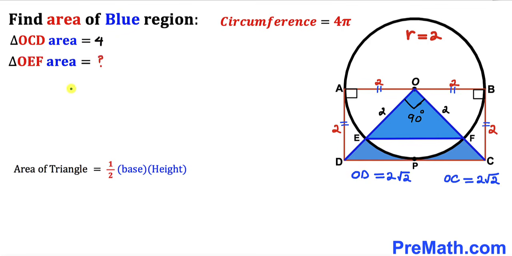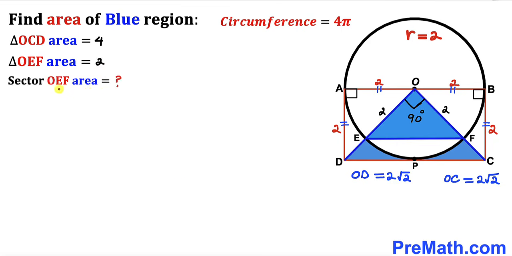And now we are going to calculate the area of this smaller triangle OEF. And we are going to use the very same area of a triangle formula. And we can see the base of this triangle is 2. And likewise the height is 2 as well. So therefore the area of this triangle OEF is going to be a half times 2 times 2. And if we simplify, that is going to give us 2.